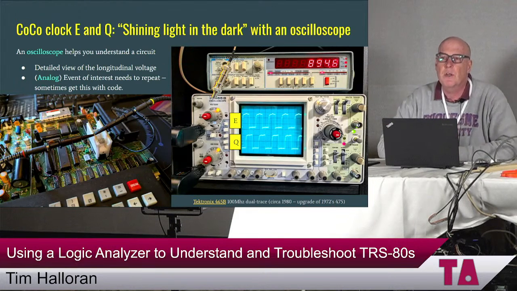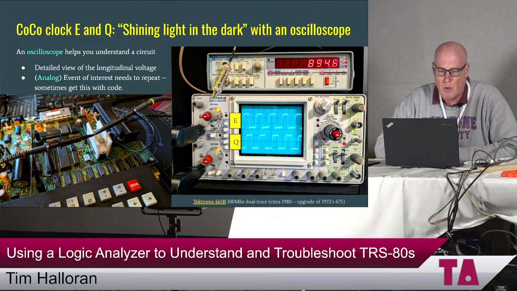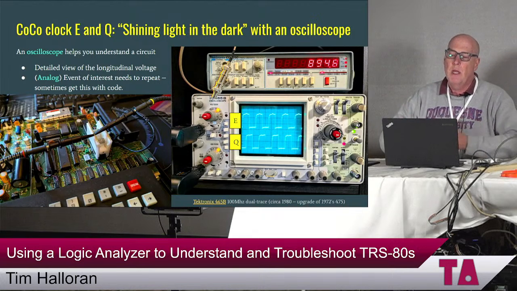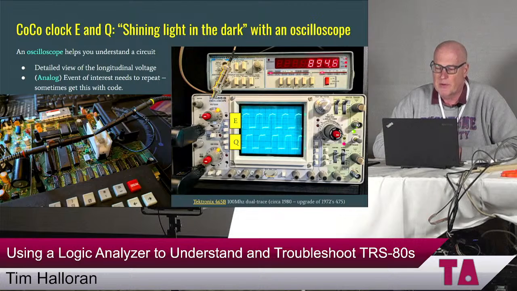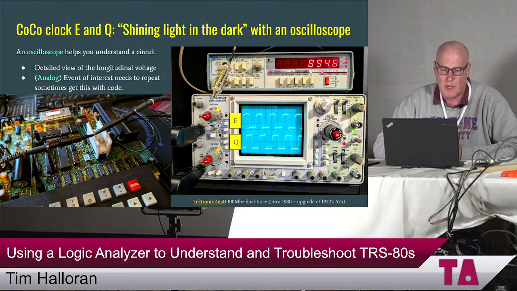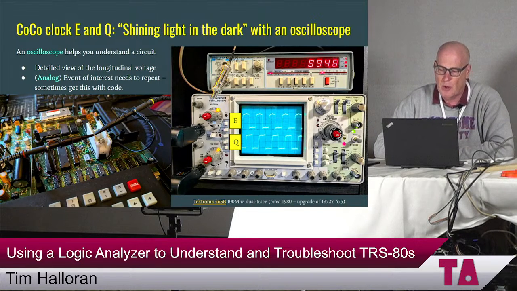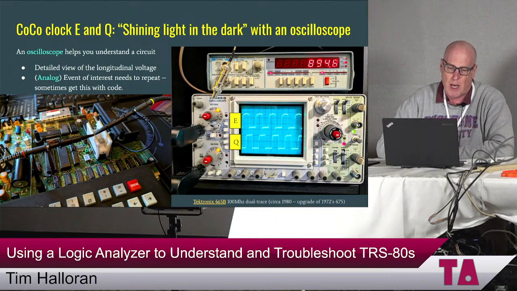So the first example I have is a Coco 1 example: the Coco clock, E and Q, and I'll talk about what E and Q are. We're going to do this with the oscilloscope. There's a couple of pins; I think I'm hooked up to the CPU here on the Model 1. On the Coco 1, you can see I've got two probes on the oscilloscope, and I'm using a vintage 465B oscilloscope that's hooked up to E and Q.